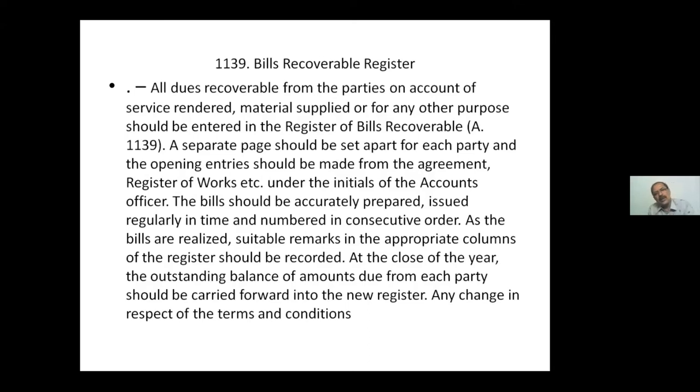So it is not about recovering after that, but what I have seen personally, so many arrears are piling up in spite of writing, and the audit people are raising objections. So when you are dealing with this particular topic, you have to be very careful in the bills recoverable section.